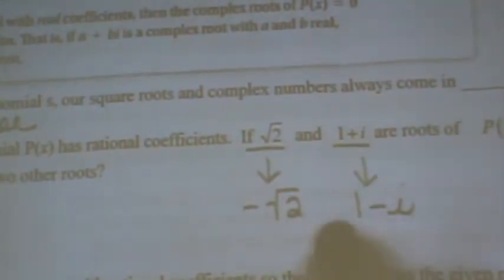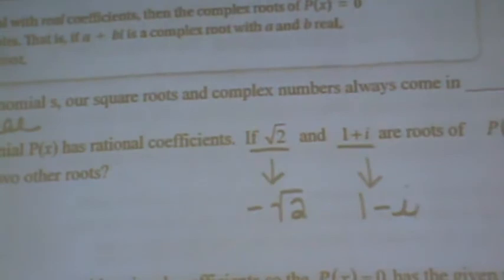And what would this one be? It's plus or minus the square root. The i is the square root. So you'll have 1 minus i. They come in what we call conjugate pairs. This is called a complex number. A real and imaginary part is a complex number.